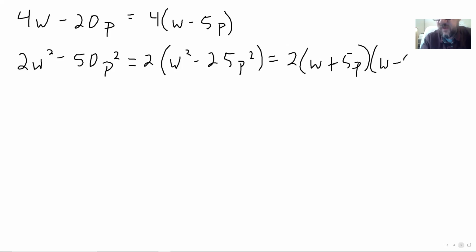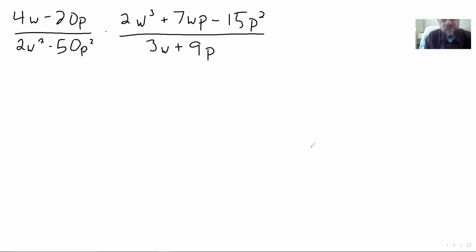times w minus 5p. And you can see why I have an entire screen for this. These get long. Don't try to skimp on the workspace. You're going to need a lot of it. That's just the way it goes. These are just messy. So we got 2w. That's supposed to be a squared, not a cube. Excuse me, I meant to write a squared there, but with my handwriting, who knows what comes out?